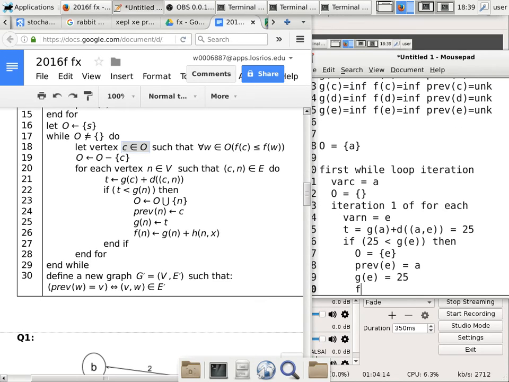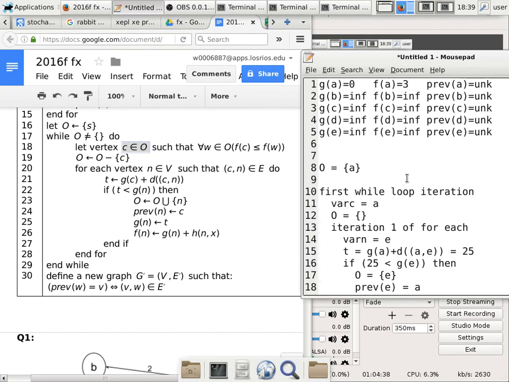And then the last one is F of E, which is also just 25, because the heuristic to go from E to E is 0. Makes sense. It doesn't cost you anything to go from vertex E to itself. Are we okay so far with these updates?